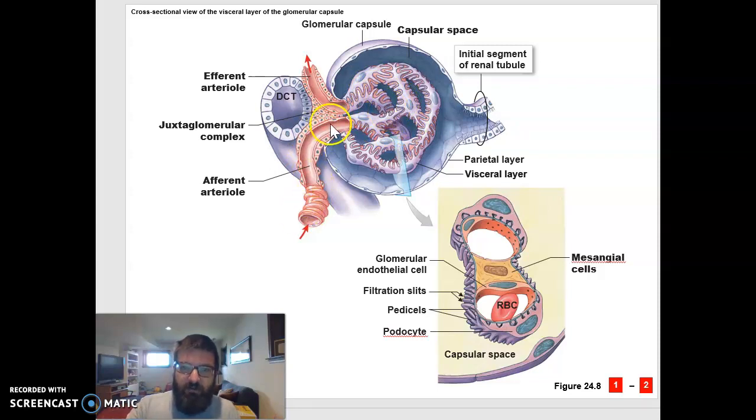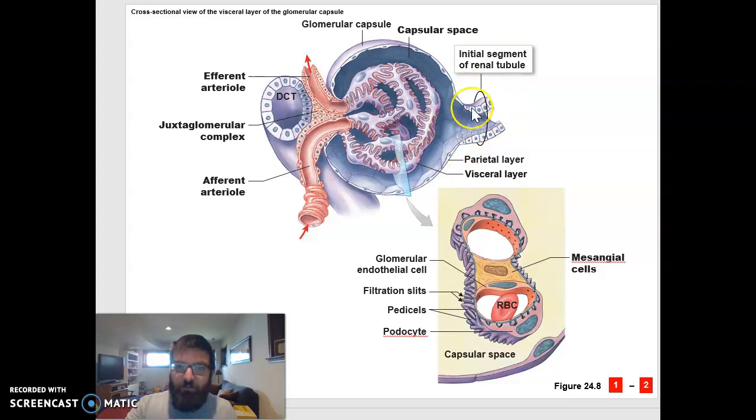This right here is the afferent arteriole where blood comes in. This is the efferent arteriole where blood comes out. It's a little smaller because you have less fluid than you had coming in, because a lot of that fluid gets pushed through here and gets captured by the glomerular capsule. So this is the capsule, and you have this capsular space in between the glomerulus and the glomerular capsule where fluid is caught, and then it leaves through the proximal convoluted tubule.